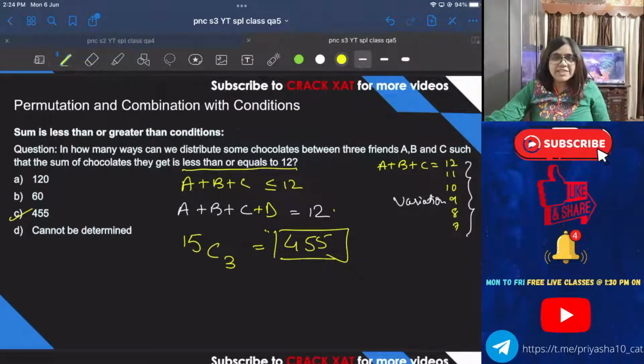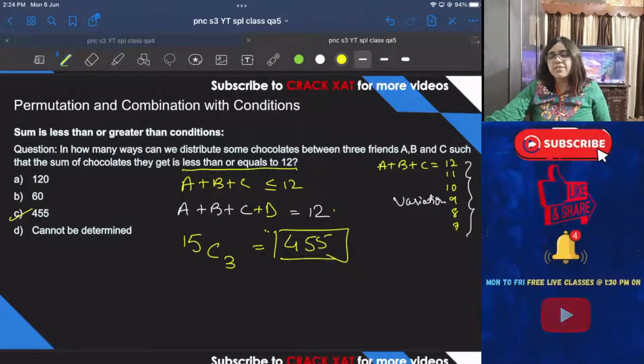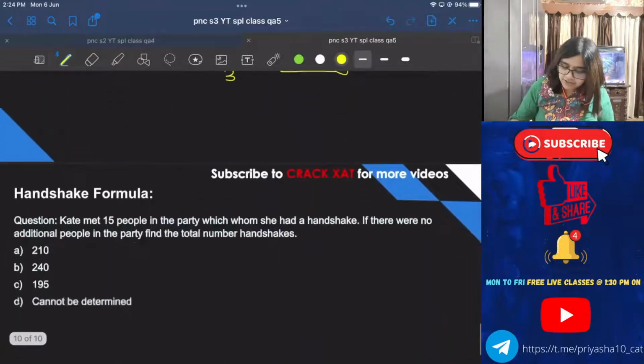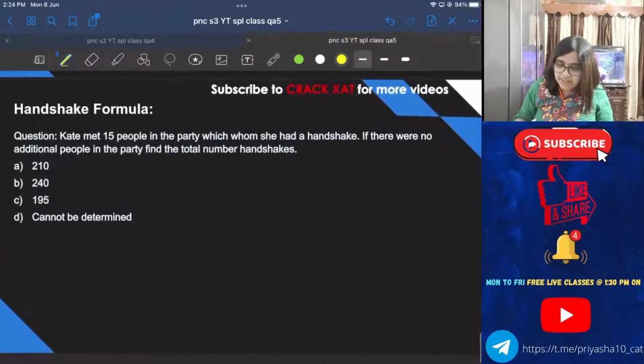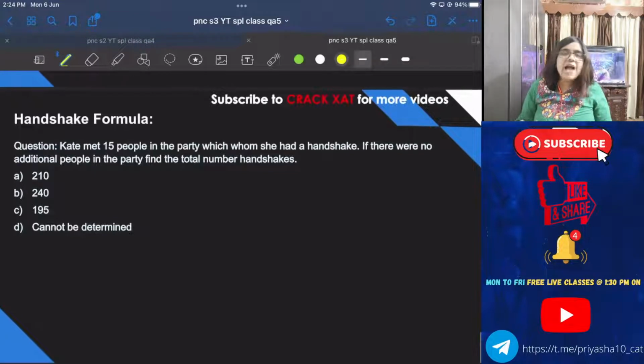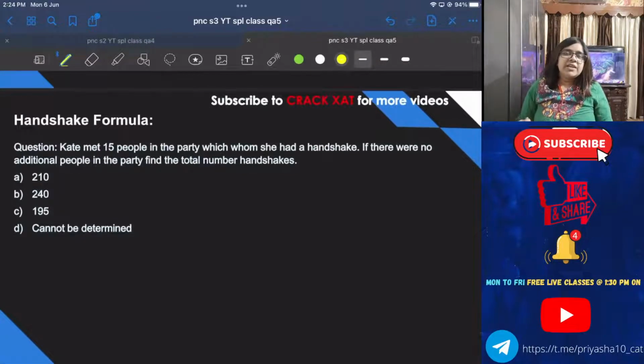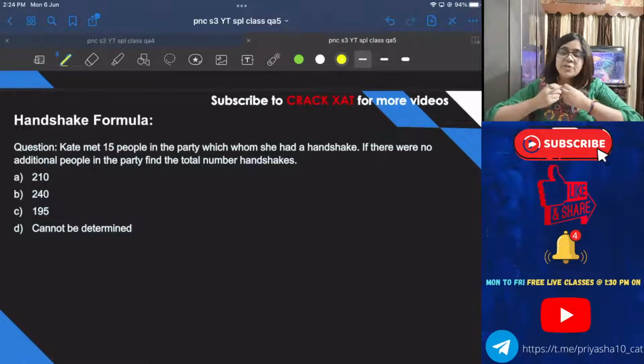Yeah. 6 minutes are left and I am going to do the easiest question for the day. Ready? Okay, fine. So here's the last and the easiest question for the day. Handshake question. ये पूरी handshake की दुनिया सिर्फ एक ही formula पे based है. Anyone who knows the formula of handshake? Do let me know if you know the formula of handshake.